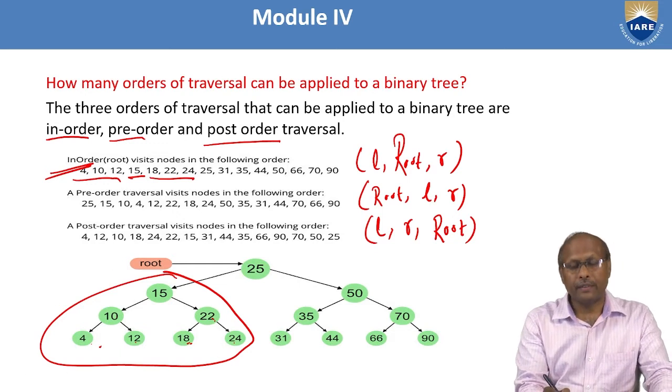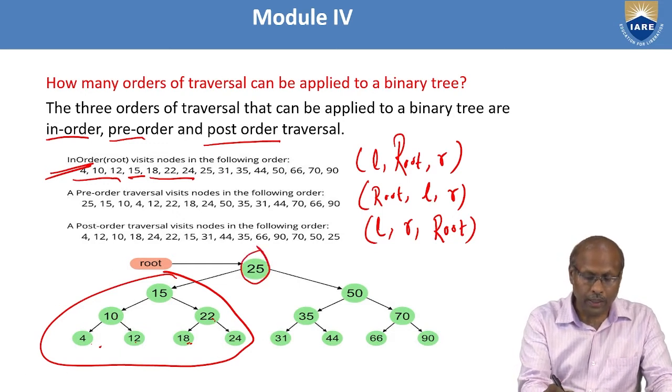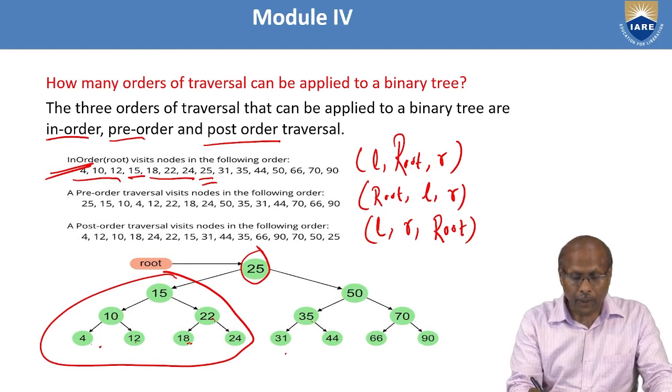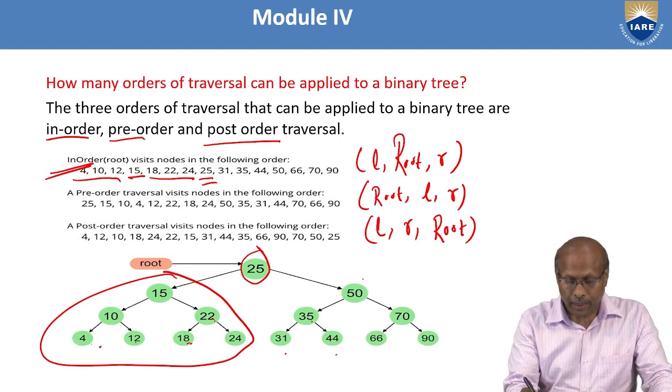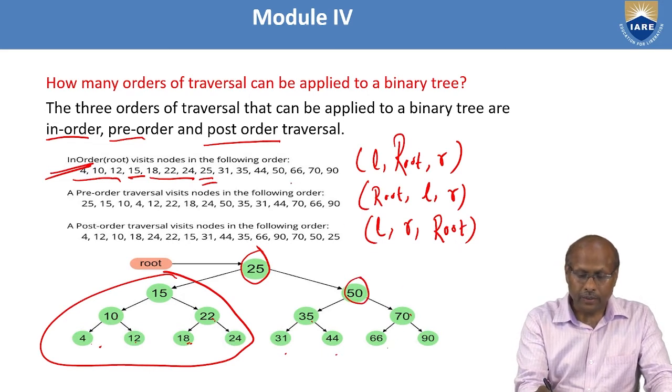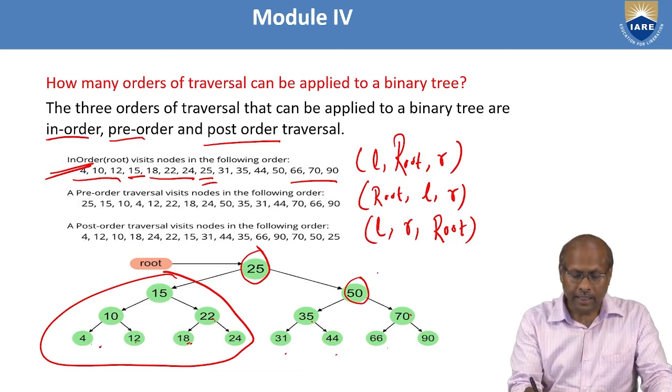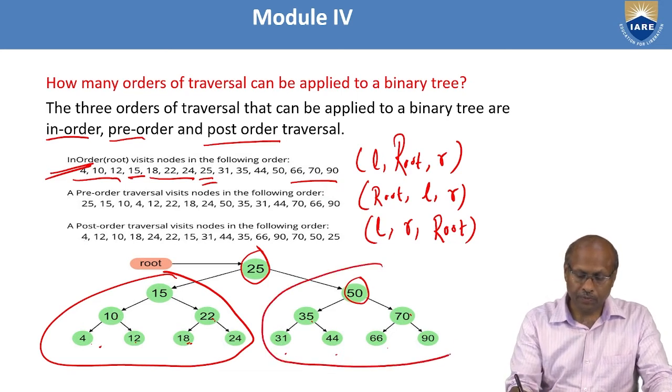After finishing the left tree, then you have to go to root. Root is 25. Then right, 31, 35, 44. Then 50. 66, 70, and 90. So this is the way you can traverse. So by seeing the tree, you can traverse.